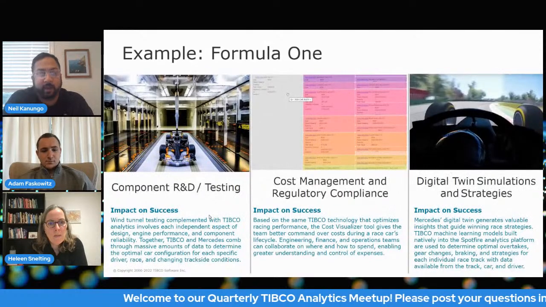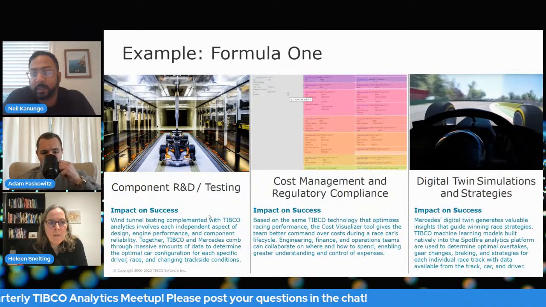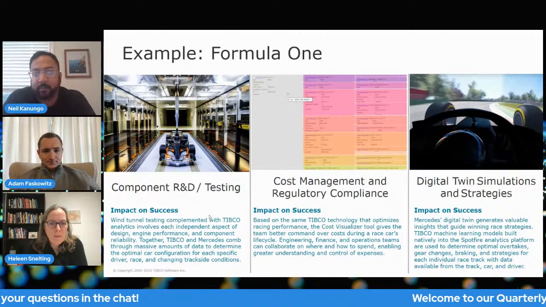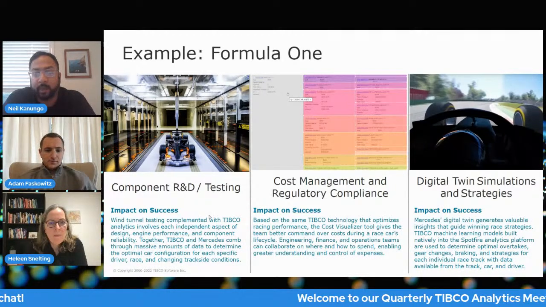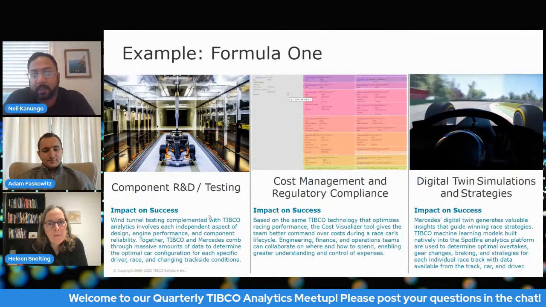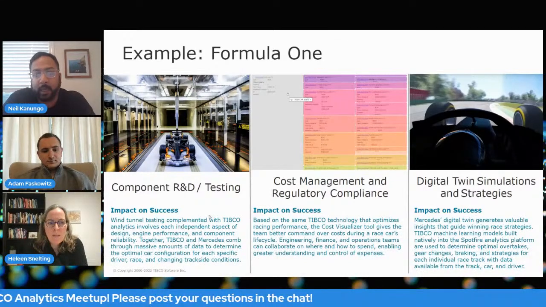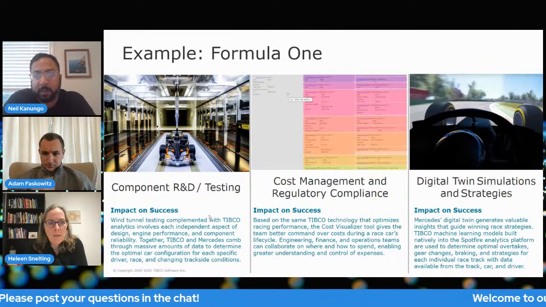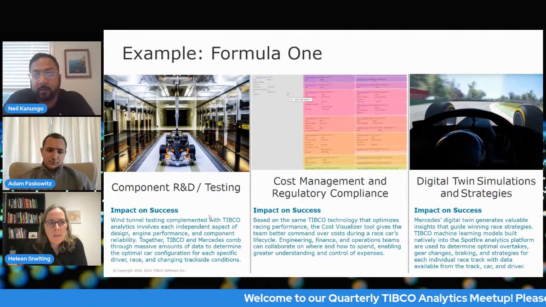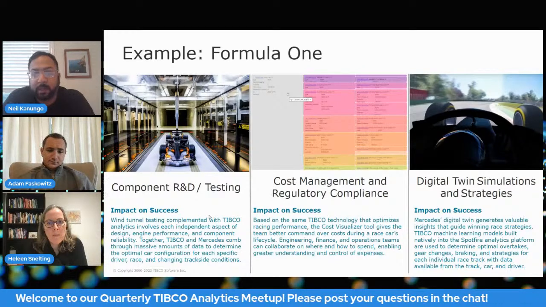We have some R&D testing where we look at the wind tunnel testing complemented with TIBCO analytics to actually influence the design, engine performance, and component reliability of the race car. We've done a cost management and regulatory compliance analysis. This cost visualization tool helps the engineering, finance, and operation teams collaborate together on how their spend is and gives them greater understanding of the control of their expenses. And we've done some digital twins simulations and strategies as well.